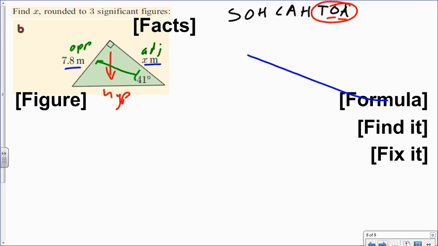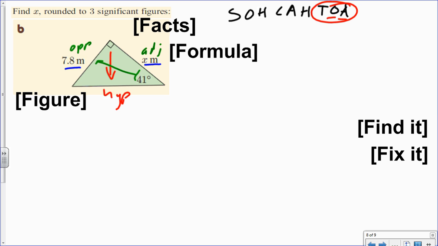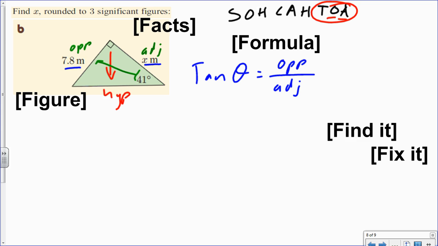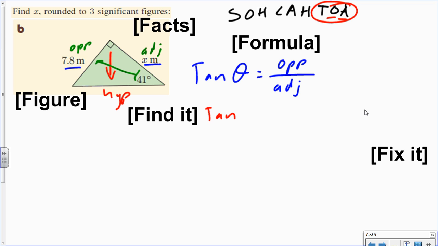Now we can write our formula. That's going to be tan theta equals opposite over adjacent. So we've got our formula. Now we can find it. So tan, our number there is 41 equals, our opposite side is 7.8 and our adjacent side is x. So our x now is on our bottom line. So we need to work out a way we can get that onto the top line.